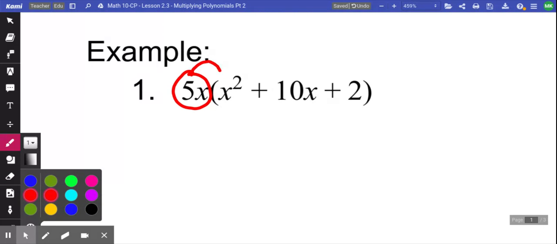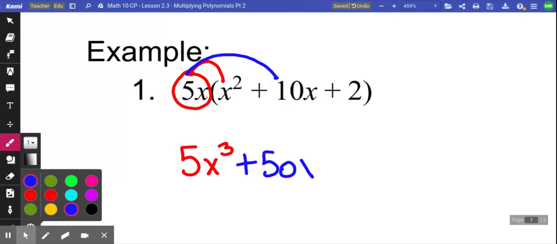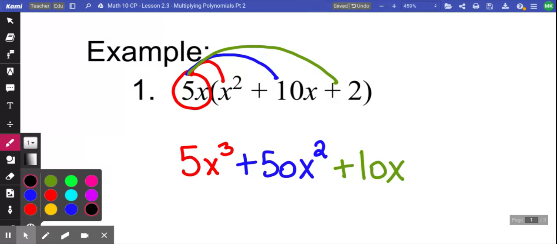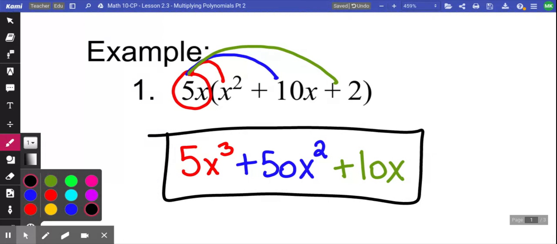So the 5x multiplies by the x squared to become 5x to the power of 3. It then distributes to the second term. 5 times 10 is 50. X times x is x squared. I then distribute it again all the way out here to the 2. 5 times 2 is 10x. And that is my answer.